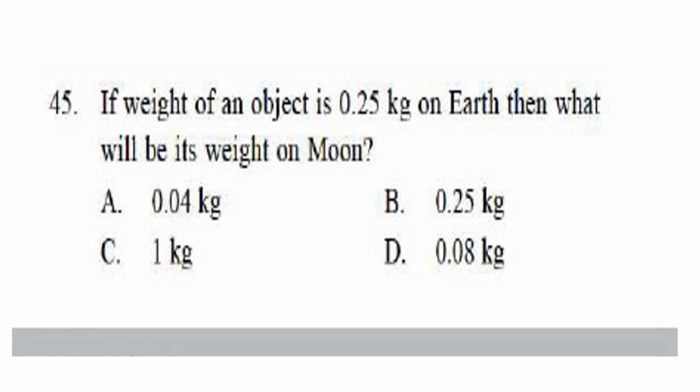Question number 45. If weight of an object is 0.25 kilogram on Earth, then what will be its weight on Moon? Kids, the weight on Moon is around 1 by 6 of the weight of object on Earth. So if we multiply 0.25 by 1 by 6, we get 0.04. So our answer is 0.04 kg, option A.